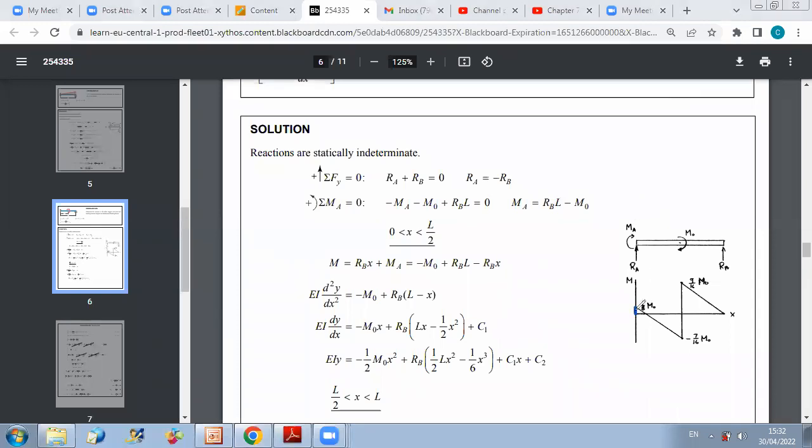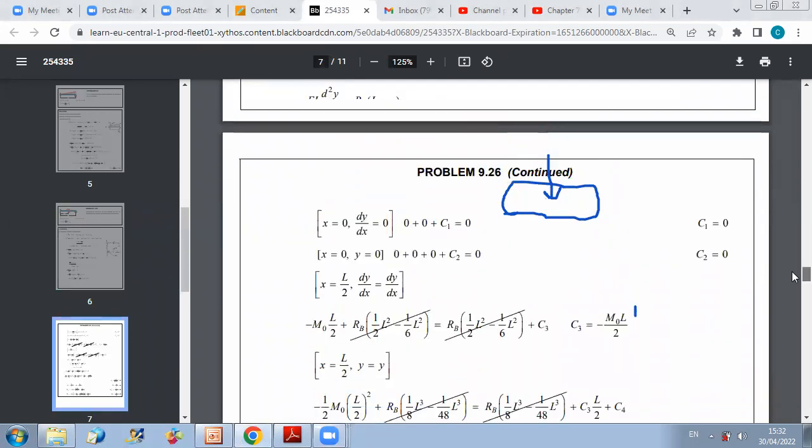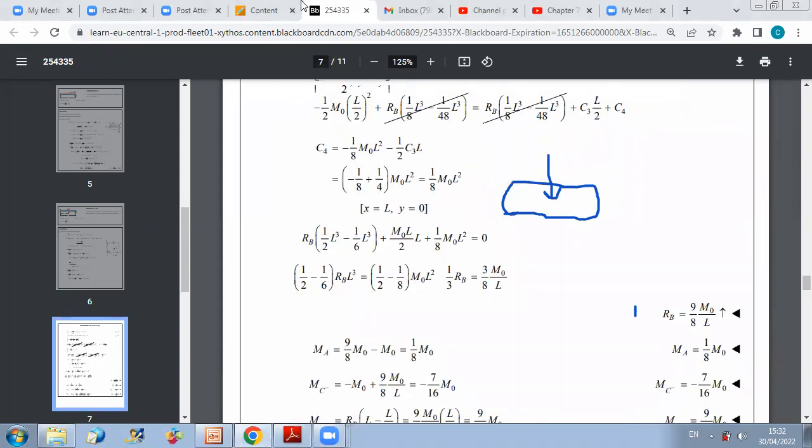To get the value of MA, I already used the result here of MA as a function of RB. I replace RB by its value, which is a function of M0. And then I get MA as a function of M0, because look, RB was found to be 9/8 times M0/L.